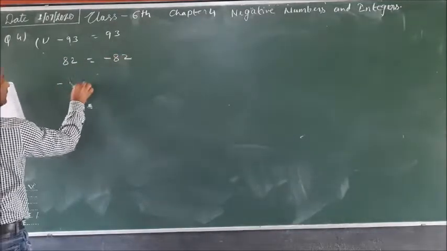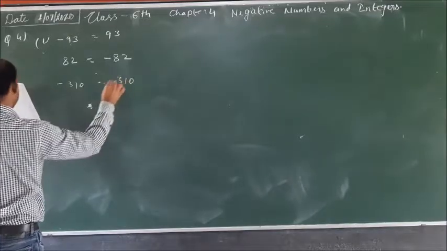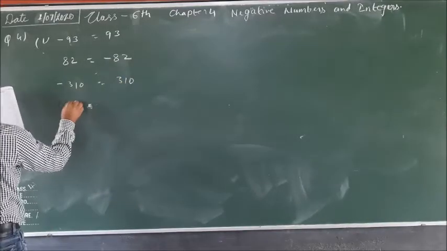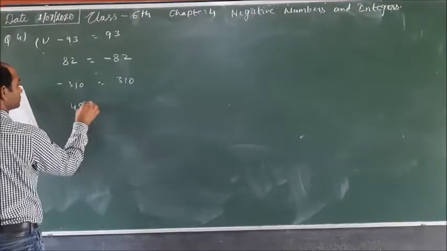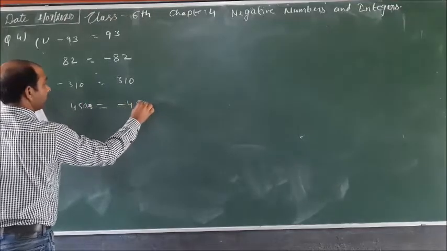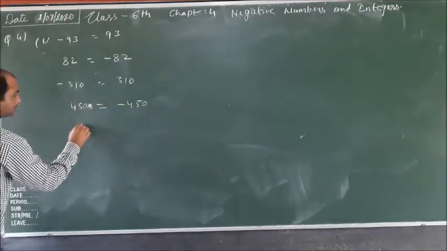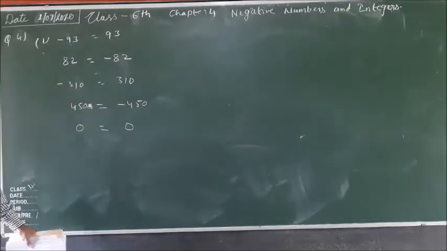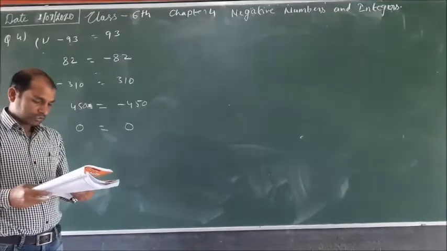Minus 310, so equals 310. And 450, so minus 450. And the opposite of 0 equals 0.